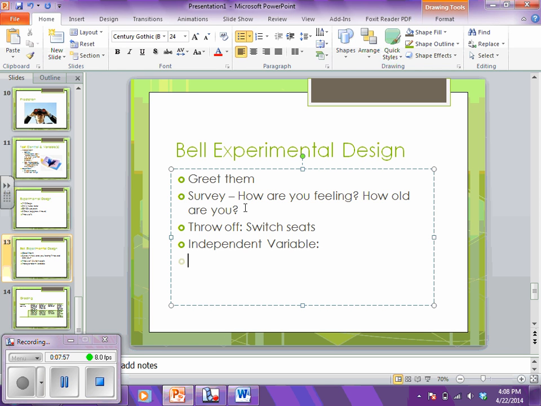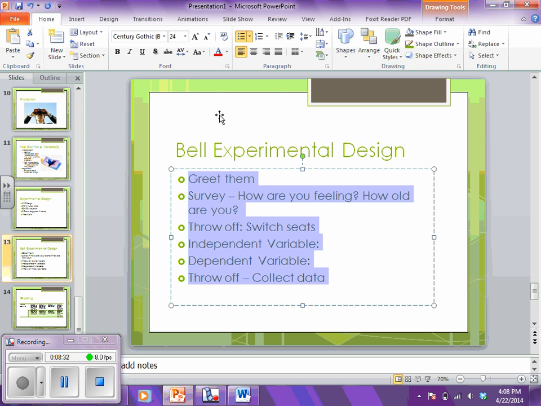Then I might watch for my dependent variable, because it might happen right away. And then I might include another throw-off, whatever that might be. And sometimes, and I stress this, take your data at different times so that people don't know when the important times are and when the important times aren't. And so maybe during this throw-off, I collect my data from my variable, however that might work.